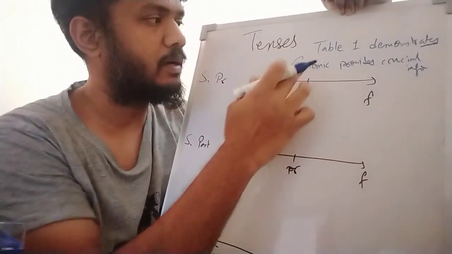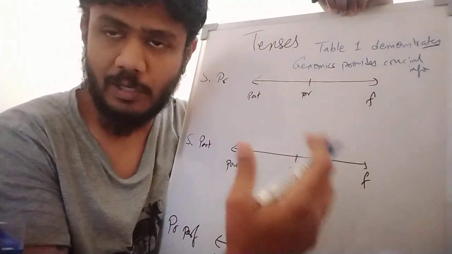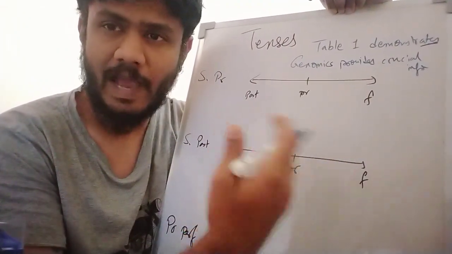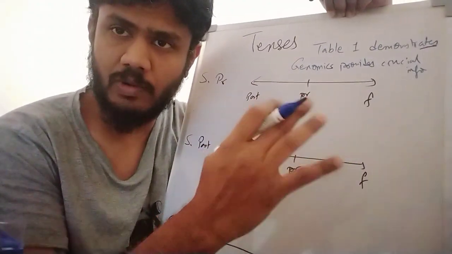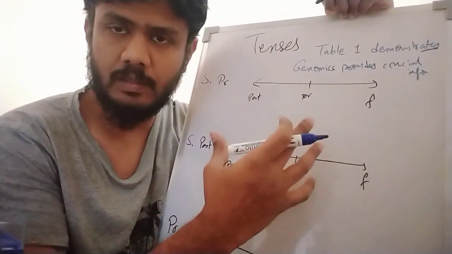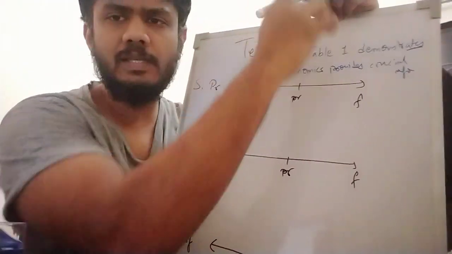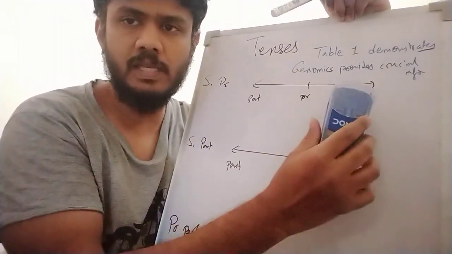Another one is genomics provides crucial info. When I say genomics provides crucial info, this is a fact, right? It's a statement that you're making which is general, it's generally true. So there are various times when you have to use the simple present. These are just a couple of examples that I wanted to take. Now let's try and understand what the simple present is used for. Okay, I'm just going to remove these examples now.